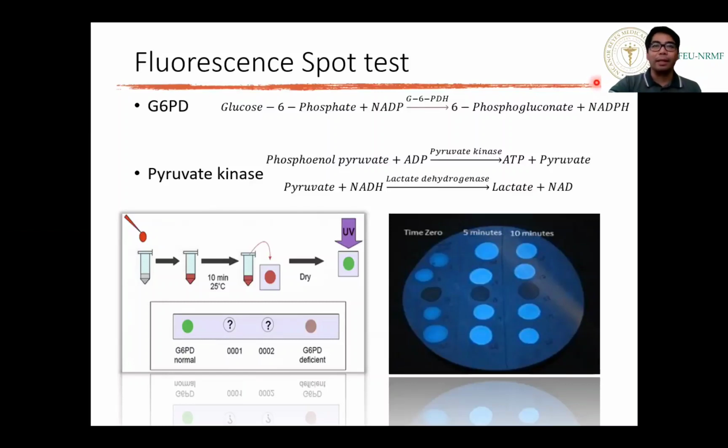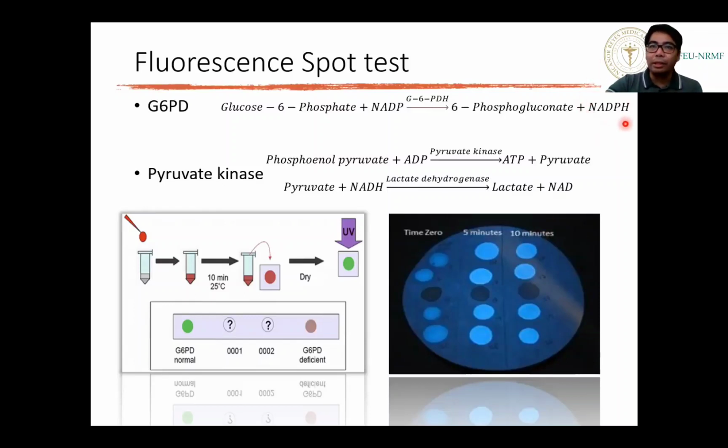Kaya ang positive result, para masabing hindi ka deficient ng G6PD, in the fluorescence spot test, dapat yung blood mo mag-glow. May timing yon, kaya nakalagay rito, time 0, 5 minutes, 10 minutes. So the intensity dapat pa-increase ng pa-increase hanggang 10 minutes. The intensity of the fluorescence of the blood. What causes the fluorescence of the blood? The presence of the NADPH.